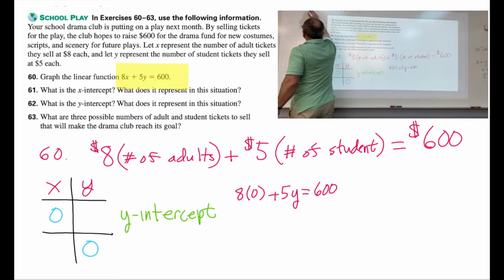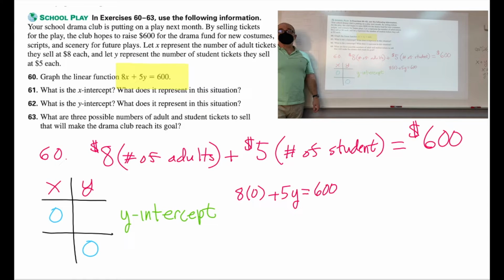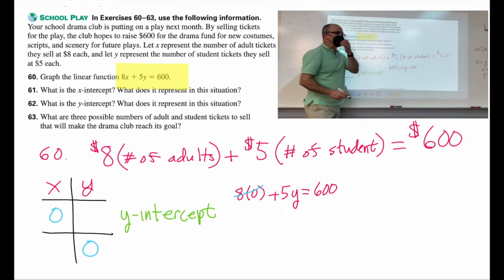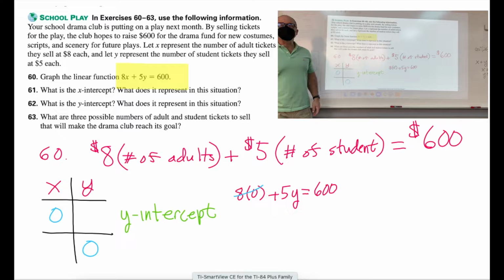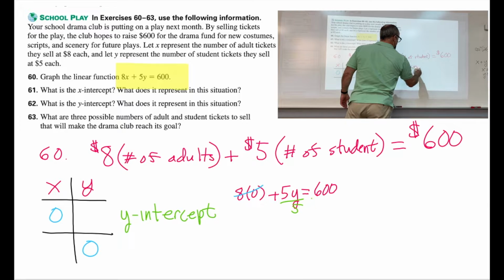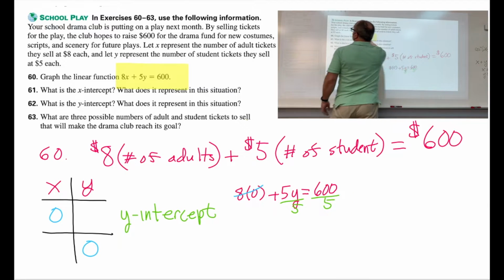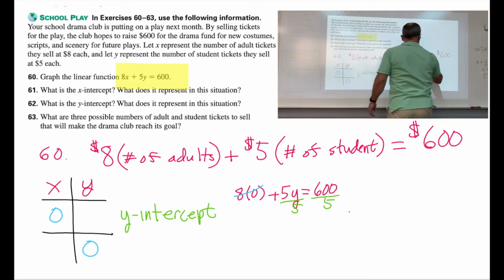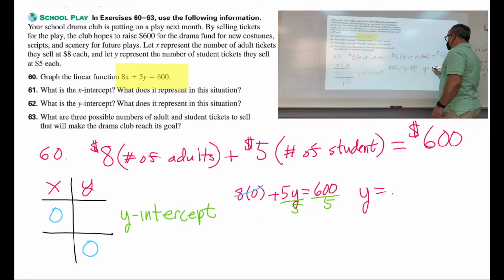8 times 0, Zach, what's 8 times 0? 8, no, I'm just kidding. 0. On the second try, Zach says it's 0. 600 divided by 5, I will go ahead and tell you, this will get us y equals 120.